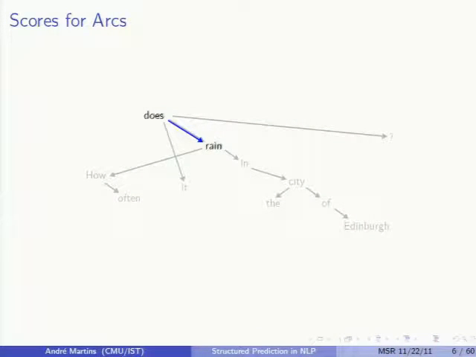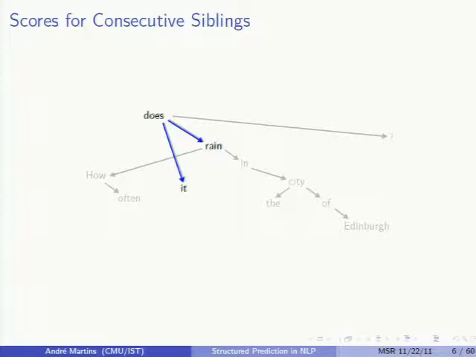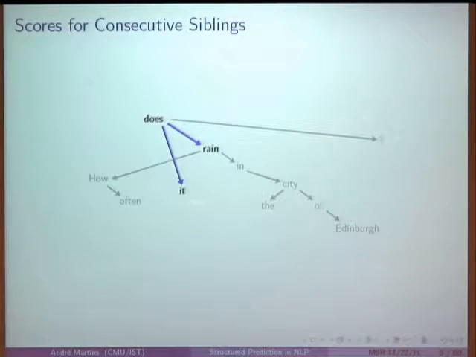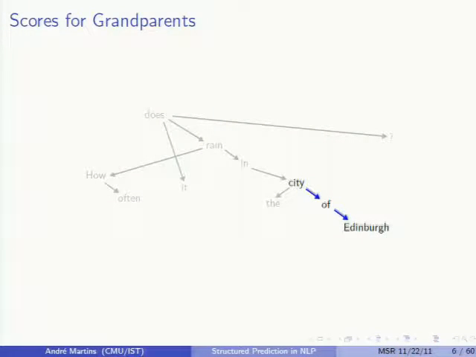And we are going to consider models that have a bunch of scores for different pieces of this tree. So we'll have scores for the arcs that look at two words and consider including an arc between these two words. We'll have scores for consecutive siblings. So these words, it and rain, are both children of does. And they are on the same side and they are consecutive. We are also going to consider scores for these grandparent structures like this.